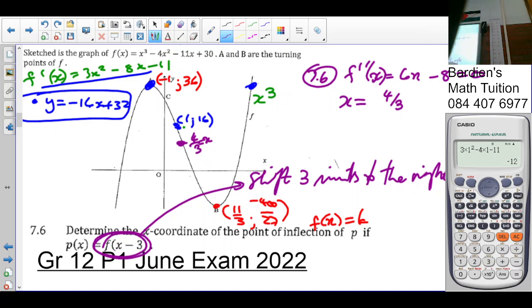So if I move 3 units to the right, this also moves 3 units to the right. So therefore the x-coordinate of the point of inflection for the graph of the function p is going to be 13 over 3, or 4 and a third. Okay.